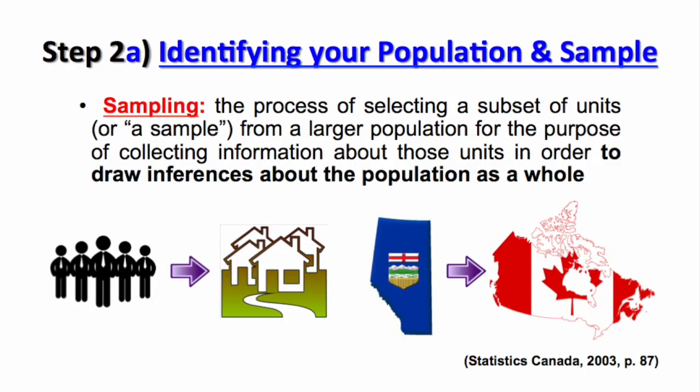Once you have that, you can figure out your population and your sample. Sampling is a term that simply refers to the process of selecting a subset of units from a greater population in order to draw inferences about the larger population. So for example, the people here today are a subset of all the different organizations that are involved.